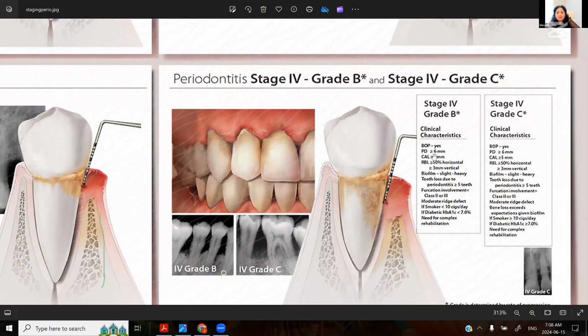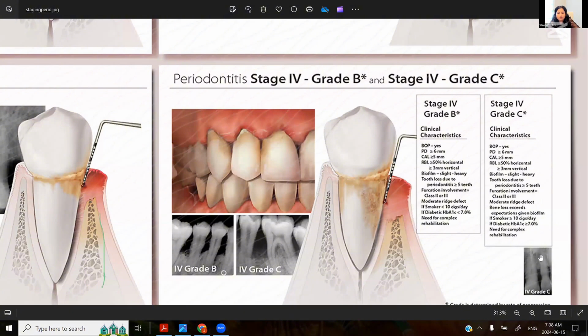So this is stage 4, right? But grade B. Probing depth and attachment loss 5 and 6. Bone loss is there. You see there, grade 4. Level of bone loss, middle or apical. Up to half it's gone.